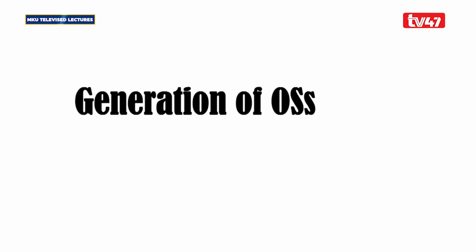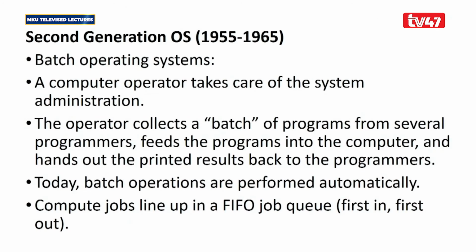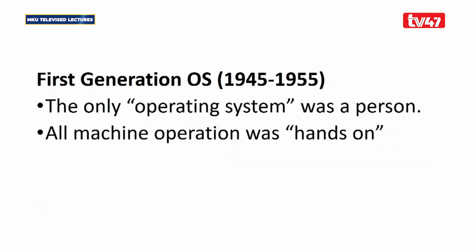Then let's look at the different generations of operating systems that we've looked at in our history of operating systems. The first generation of operating systems is looked at to span 1945 to 1955. This is where the only operating system was a person. All machines were operated hands-on.